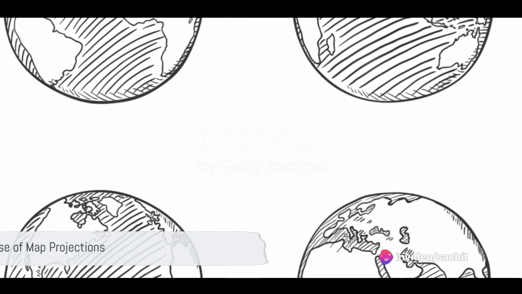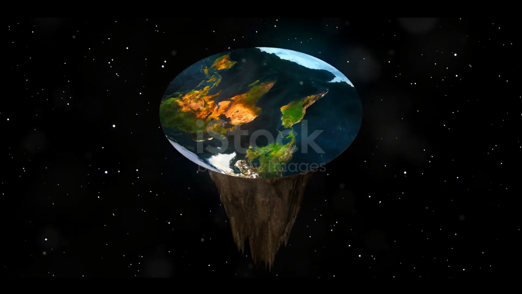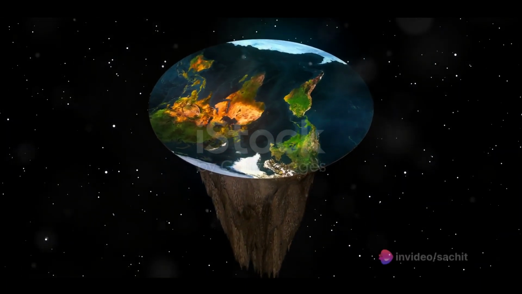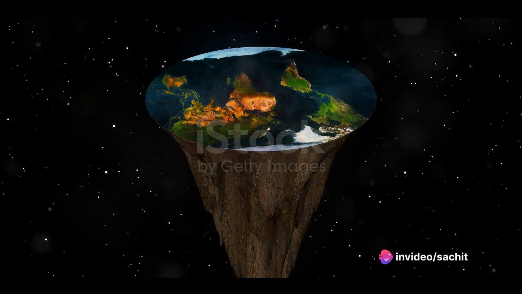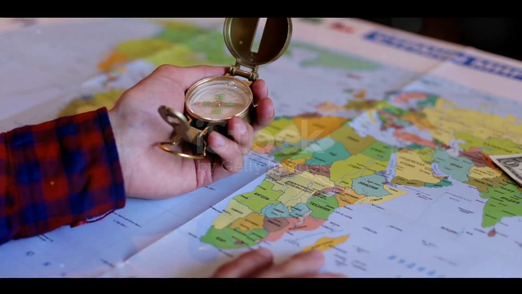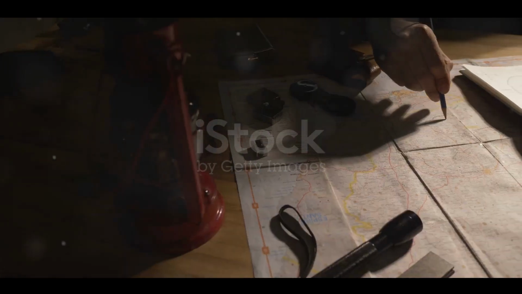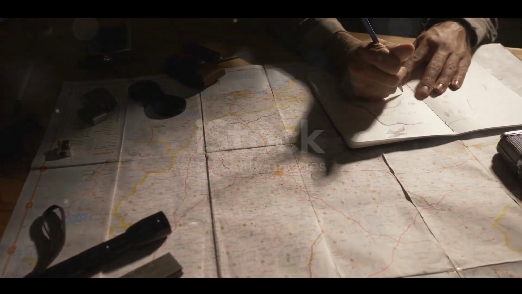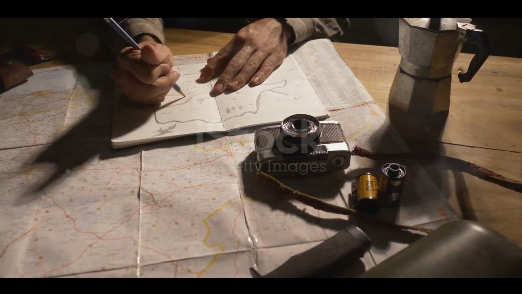To summarize, map projections are the cartographer's tool to transform the spherical Earth into a flat representation. In this process, some characteristics such as shape, area, distance, or direction get distorted. The type of projection chosen depends on what characteristic needs to be preserved for the map's purpose. It is a part of cartographic design, a blend of science, art, and decision-making, all aimed at helping us better understand and navigate our world.